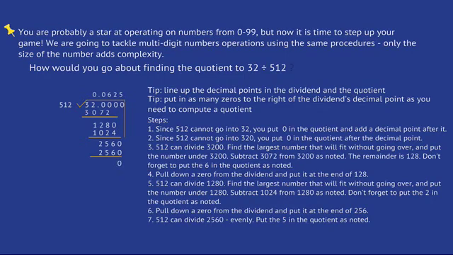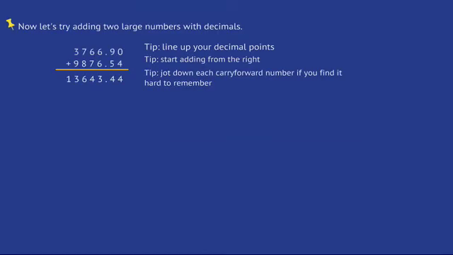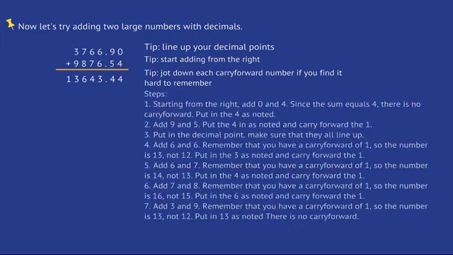So we're going to move on now to the next problem. Let's try adding two large numbers with decimals. Line up your decimal points, start adding from the right, and jot down each carry-forward number if you find it hard to remember. So here we've lined up our decimal points, and we've added the steps, and again, go to the slides to go through the steps one by one. It's too much detail to go through in the video.